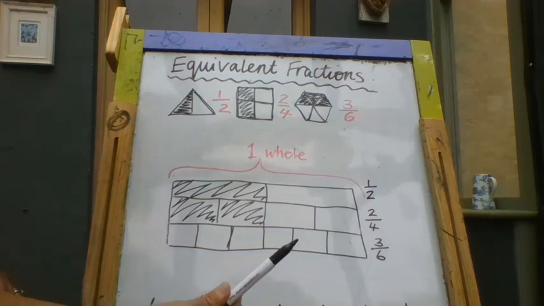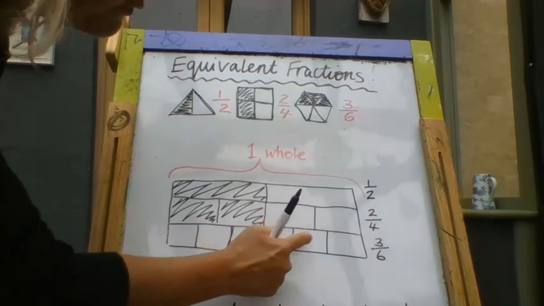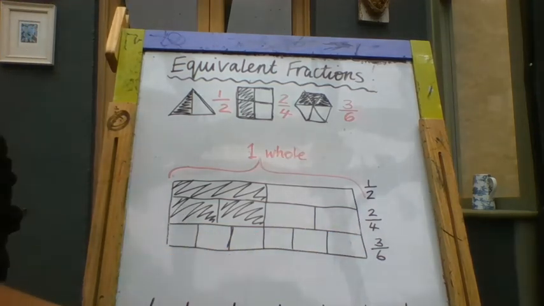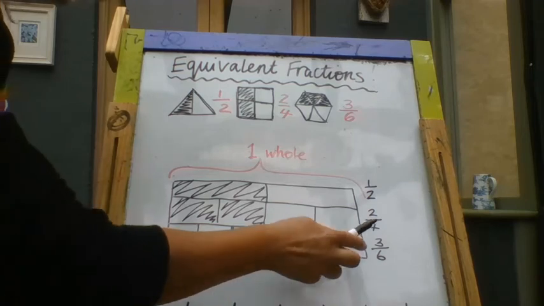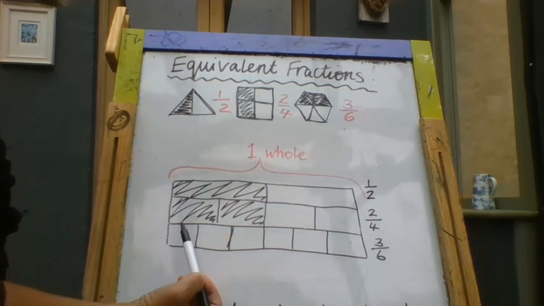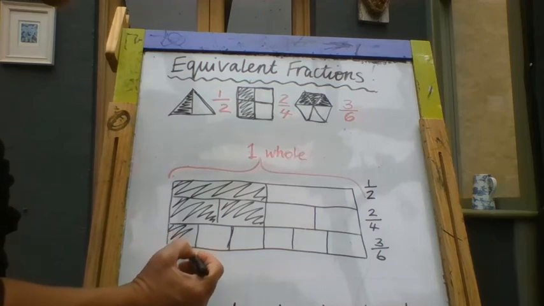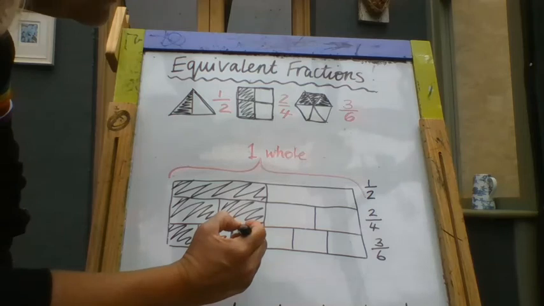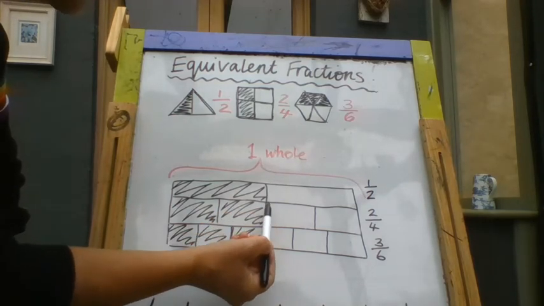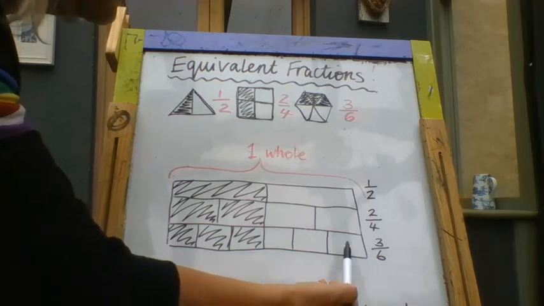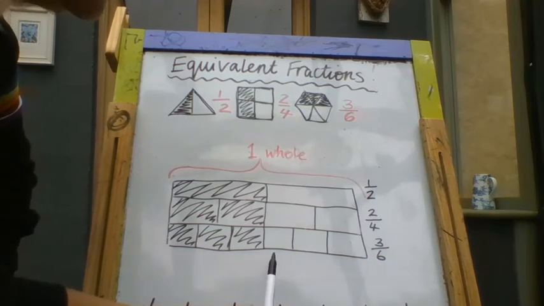I'm just going to check that I've got this right. 1, 2, 3, 4, 5, 6. I needed it split into 6. Correct. How many of those 6 do I need to shade in to have an equivalent to 2 quarters and 1/2? Hopefully you can see. I need to shade this one. That's 1 of my 6, 2 of my 6, 3 of my 6, and as you can see, I've now shaded half of my strip, half of my line.